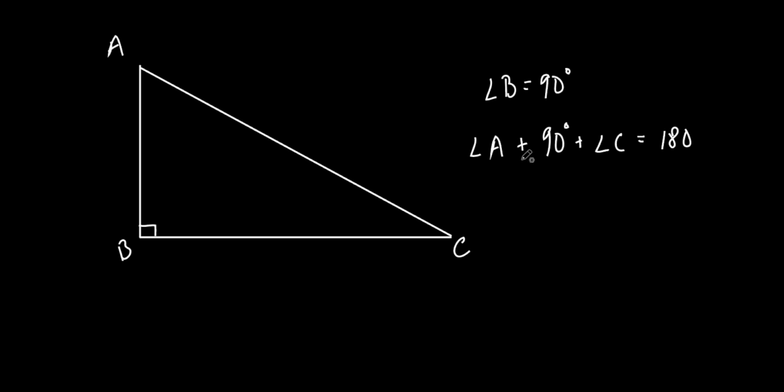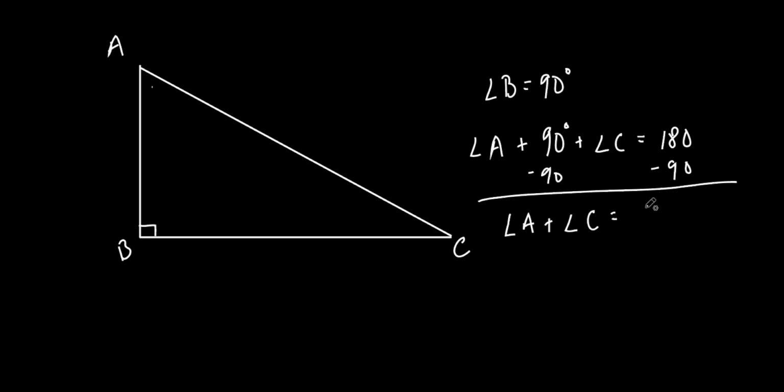So what I want to do is see the relationship between AC and the whole thing. So look, I'm going to do a little quick algebra. Everybody watching? Let's subtract 90 from both sides. So what do I have? I got angle A plus what? Angle C. What does that equal? 90 degrees.